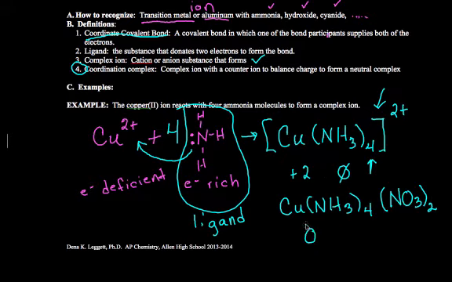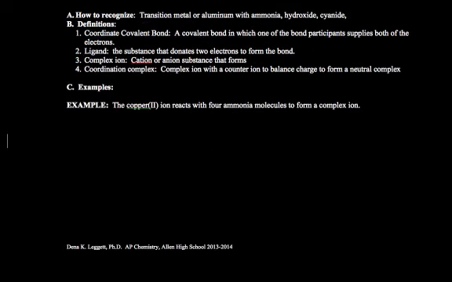Hydroxide has many non-bonded electrons associated with it, as does cyanide. Cyanide is CN minus, a common one. Sometimes you'll see chloride as an example of a ligand or an electron-rich substance. So let's try another example.